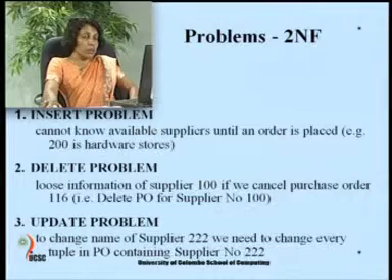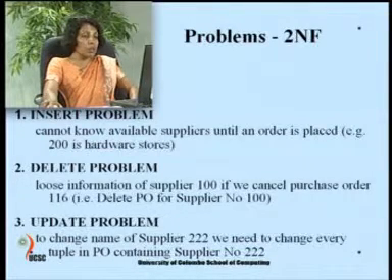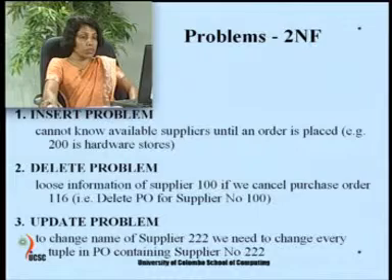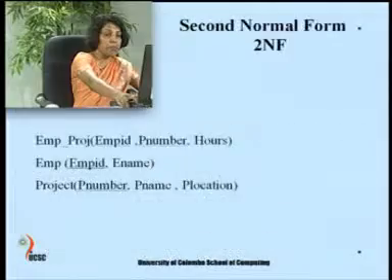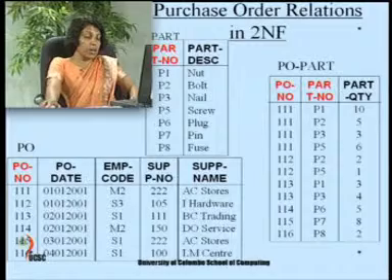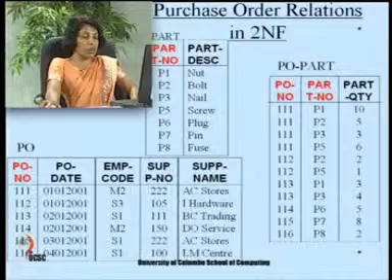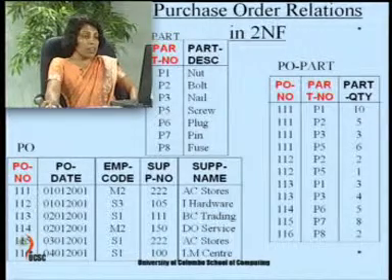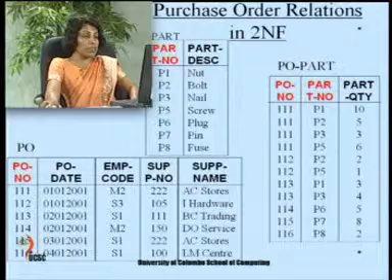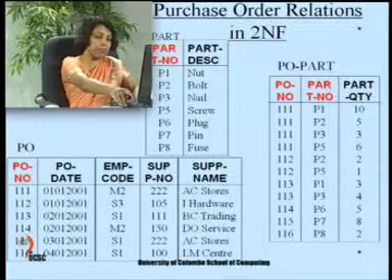Now I am explaining this with respect to the example that I am illustrating. It is not possible to get to know about the suppliers until an order is placed. Now, for example, if we go back to these relations here, you can see that there are suppliers in the purchase order relation, and till a purchase order is placed, it is not possible to get to know about the suppliers.